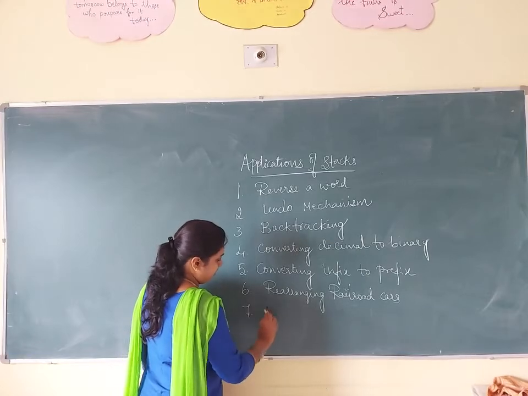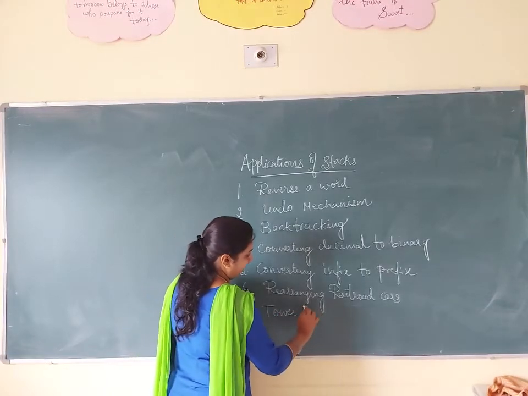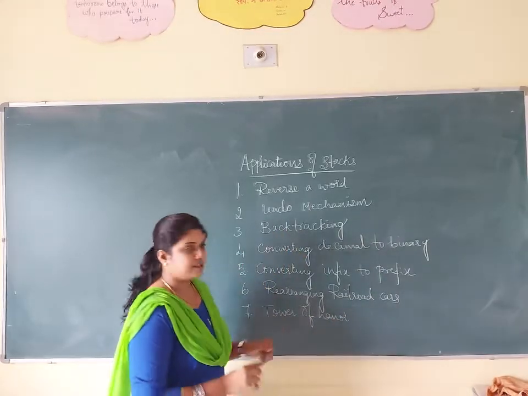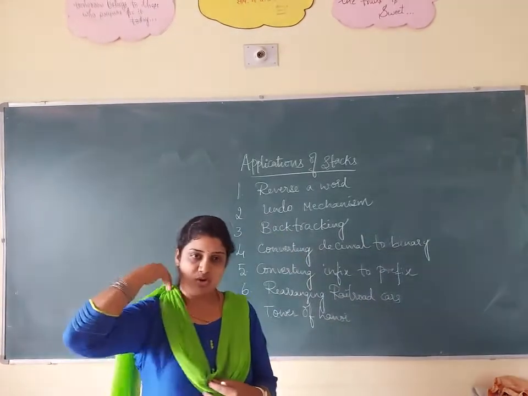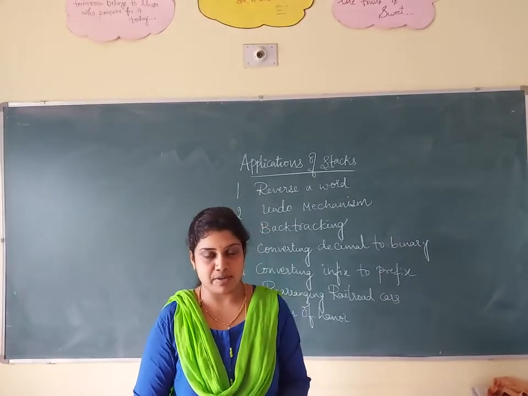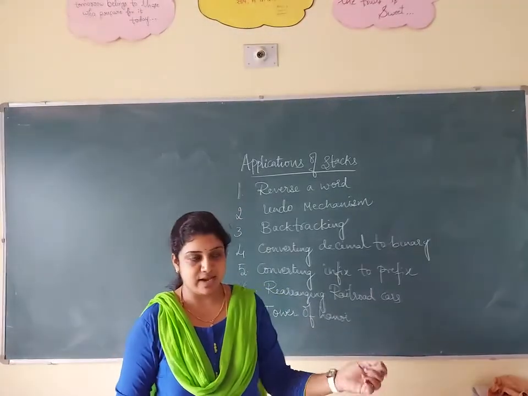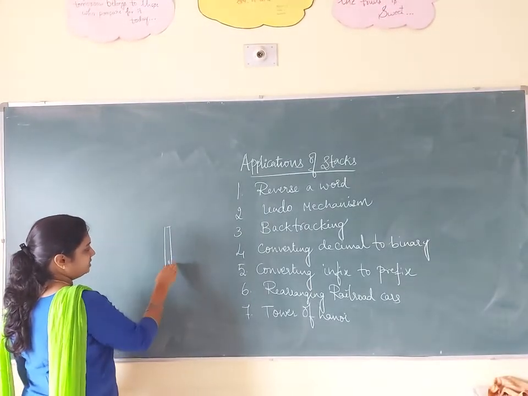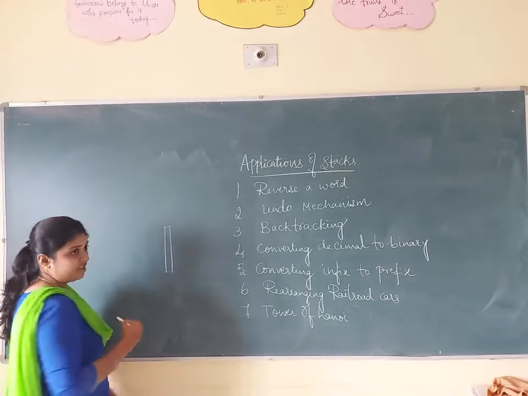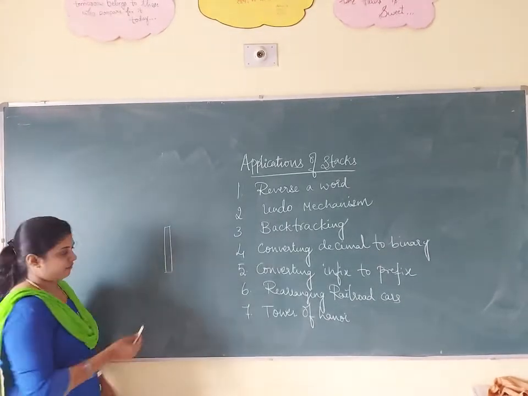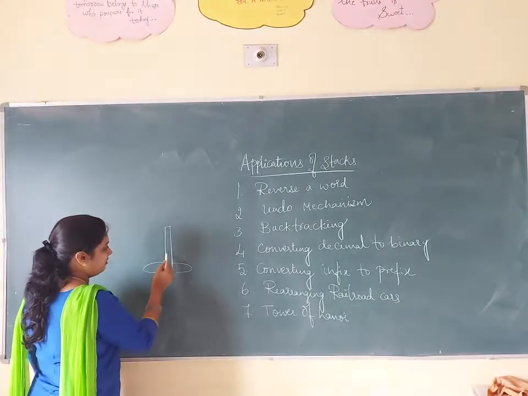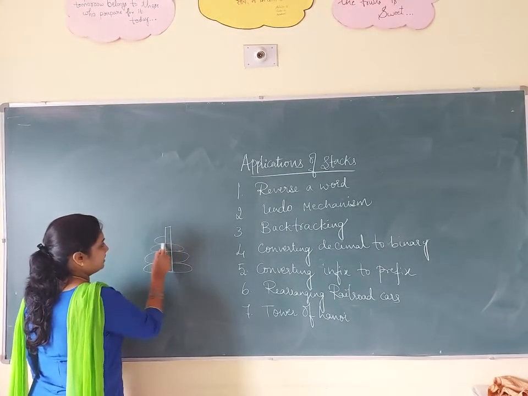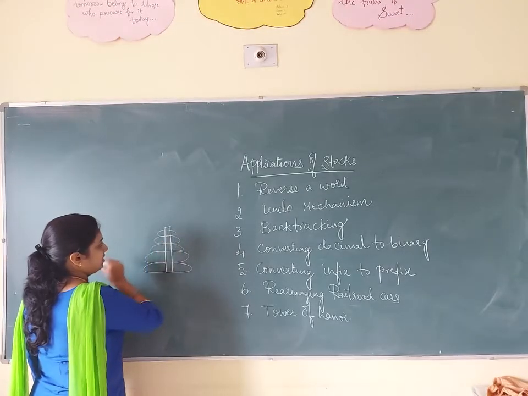And the seventh one, Tower of Hanoi. The Tower of Hanoi is a mathematical game or a puzzle, which has a rod, and here we are arranging different discs. The different discs will be arranged in ascending order.